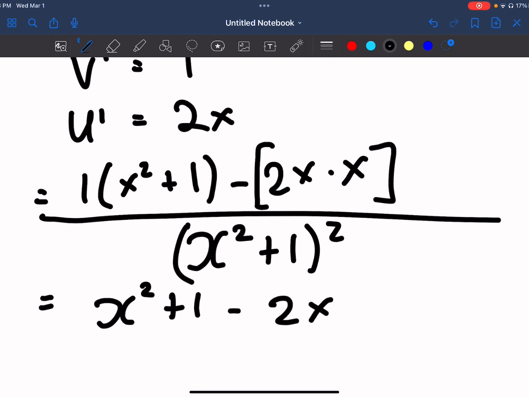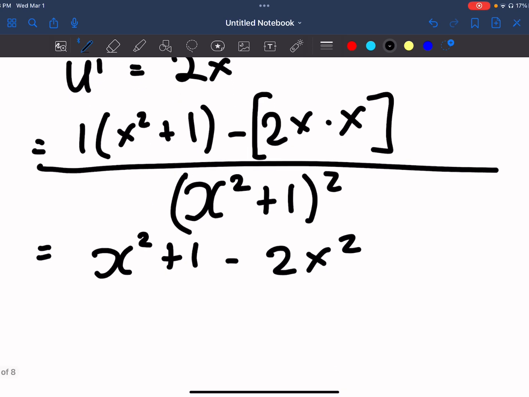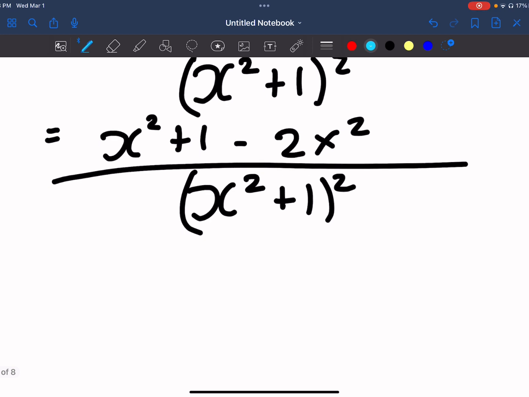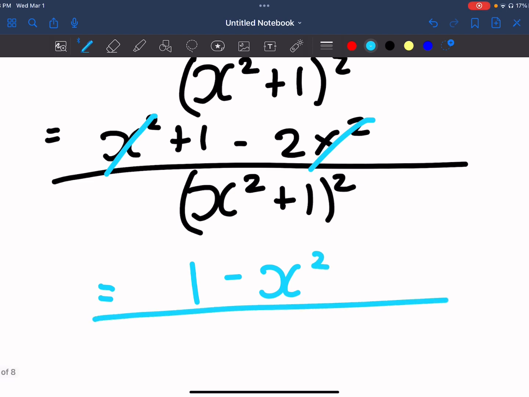minus 2x squared over x squared plus 1 squared. Okay? So now we can cancel these out. So we'll say is equal to 1 minus x squared all over x squared plus 1 squared.